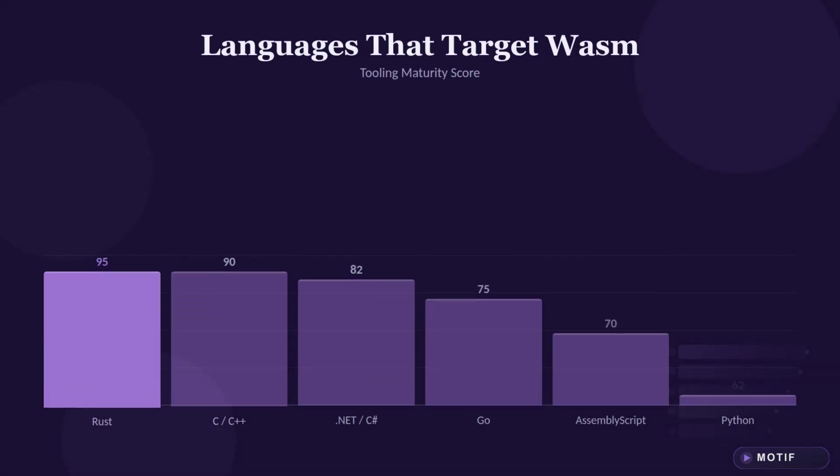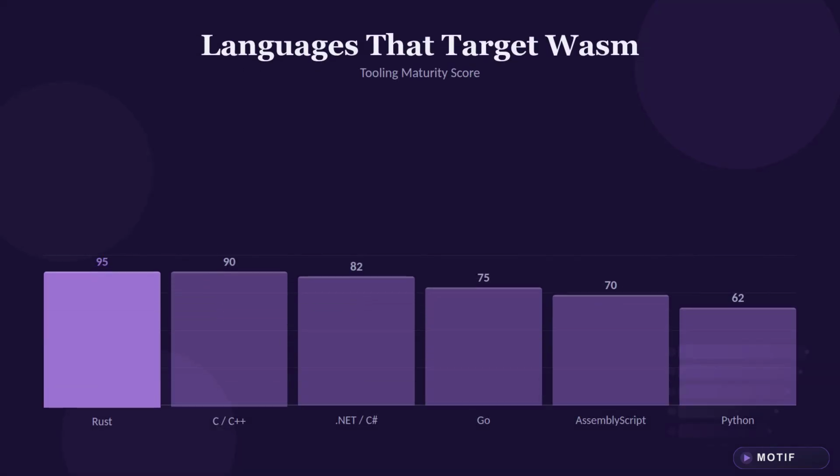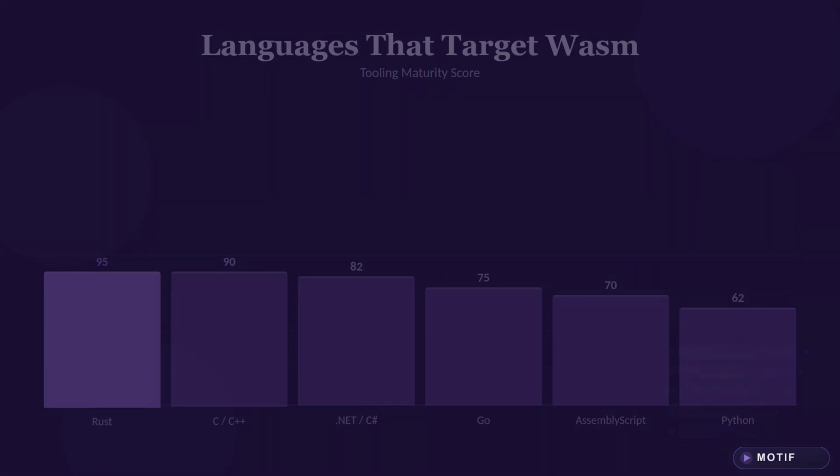One of WebAssembly's most powerful properties is its language neutrality. Rust has the most mature WASM tooling and produces the smallest, fastest modules. C and C++ were the first supported via Emscripten. Go, .NET, Python, and AssemblyScript all have solid WASM targets today. The ecosystem is growing rapidly. If a language has an LLVM backend or a dedicated compiler, chances are it already targets WASM.